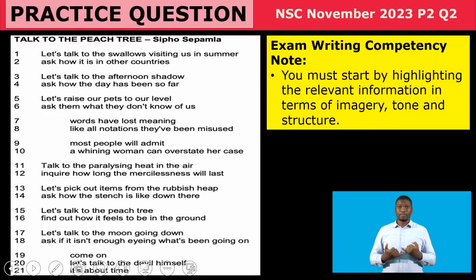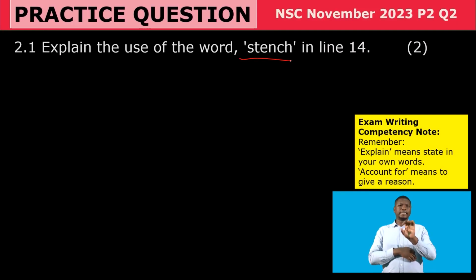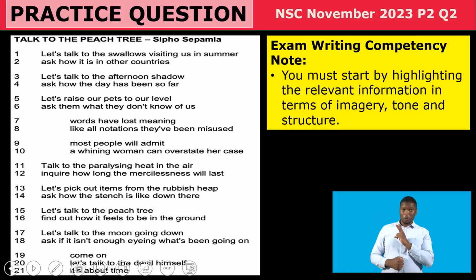Now, our first practice question is from the November 2023 paper. It's on Talk to the Peach Tree. Remember, we said we have to start by highlighting the relevant information. So where you see imagery, tone, and structure, you have to highlight it. The first question asks us, explain the use of the word stench in line 14. Now, let's quickly look at the context of it. In line 14, ask how the stench is like down there.